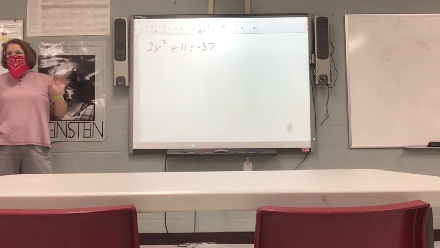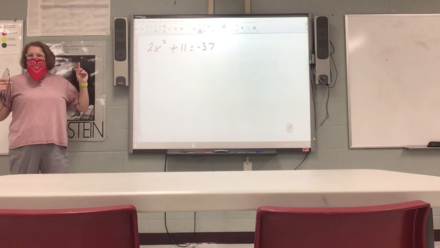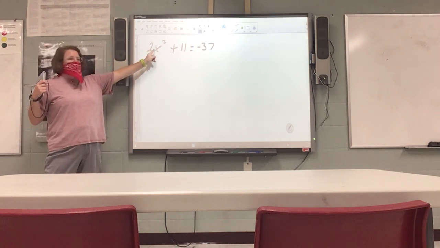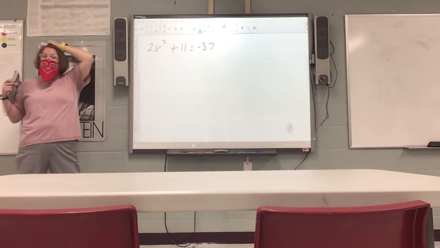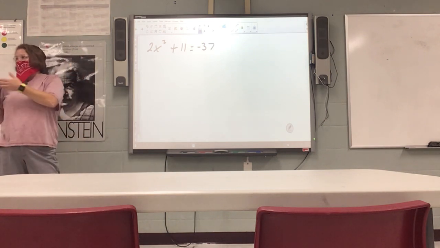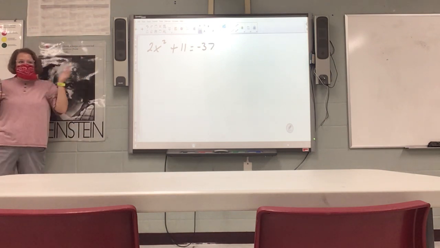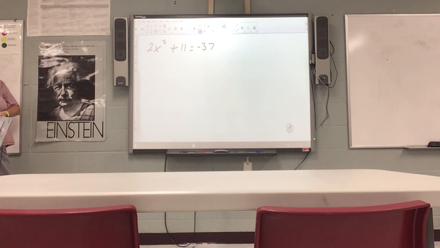So on this one, there's no b, right? We've got ax squared, our a is 2, but we don't have a bx, so there's no b. So the easiest thing to do would be to solve them like we did yesterday, solving it algebraically and taking square roots. So let's, where'd my marker go? Can't see it. Don't know where I'm writing.